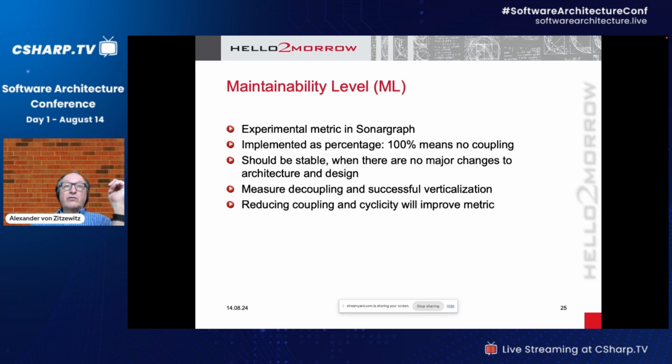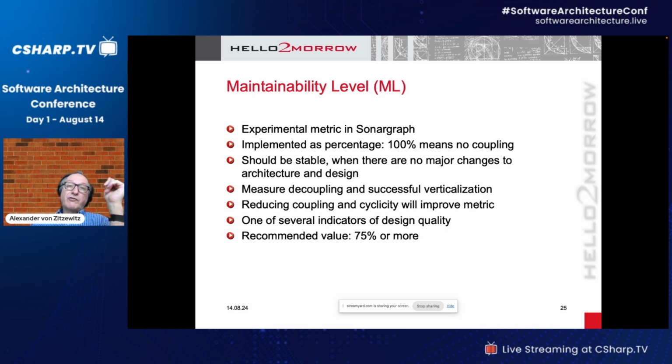And of course, reducing cycles and reducing coupling will improve the metric. And it's one of several indicators of design quality. Recommended value, 75% or more. Definitely you want to keep it above 50%. 75% is already pretty safe. If you can keep it at 75 or higher, that's reasonable.